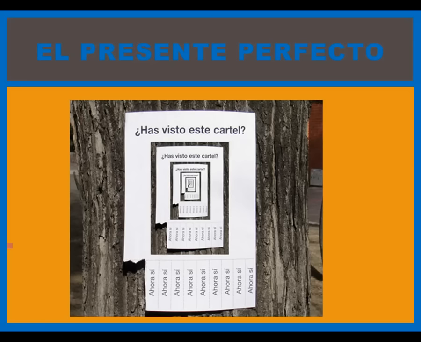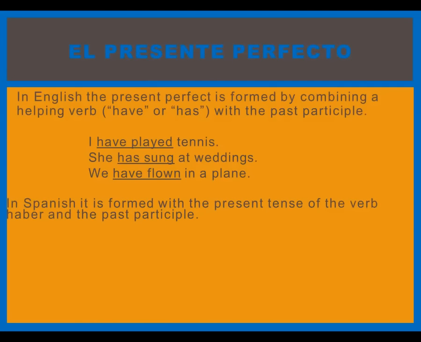This presentation will discuss the present perfect, how to conjugate it, and when to use it. The present perfect is formed by combining two verbs, the auxiliary verb have or has, and the past participle form of a verb. In English, the present perfect is I have played tennis, she has sung, and we have flown.